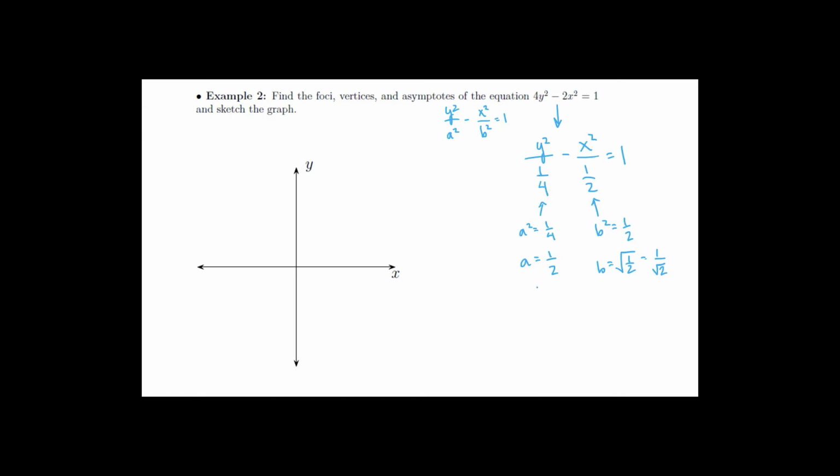All right, now we're going to want to be able to graph this, right? So first we will note that we're going to have vertices at 0, -1/2, and at 0, 1/2. Right, those are our vertices. And let's go ahead and get an approximation here. So this is 0.71 approximately. So we know about where to put the edges of our box.